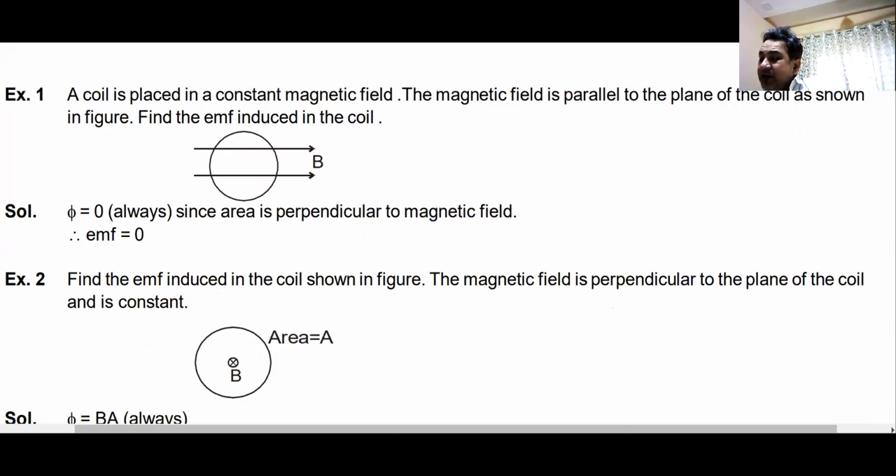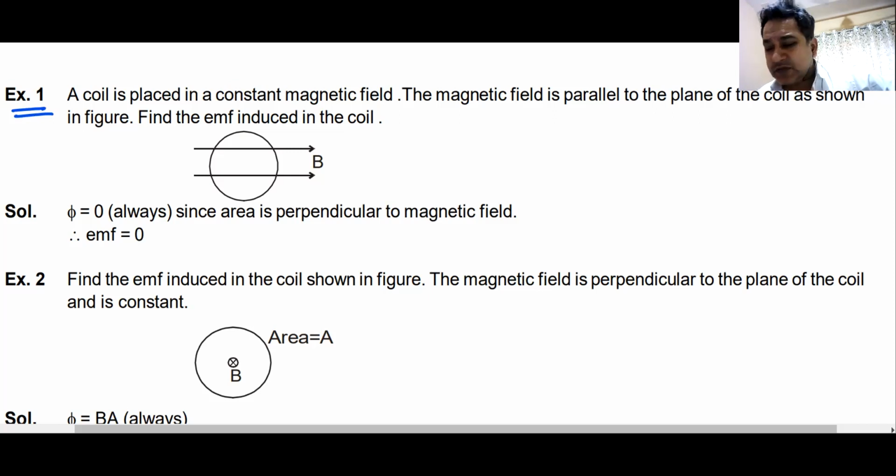Example number 1: a coil is placed in a constant magnetic field. The magnetic field is parallel to the plane of the coil as shown. Find the EMF induced in the coil. Whenever you are asked to find the EMF induced in the coil or apply Lenz's law, I'll give you a certain number of steps that you must follow. Once you follow the steps, everything will become clear.